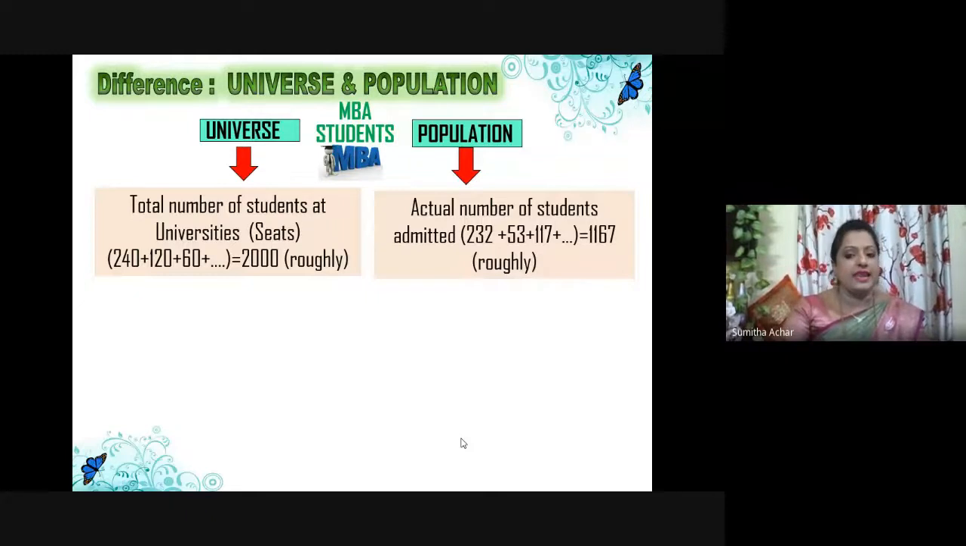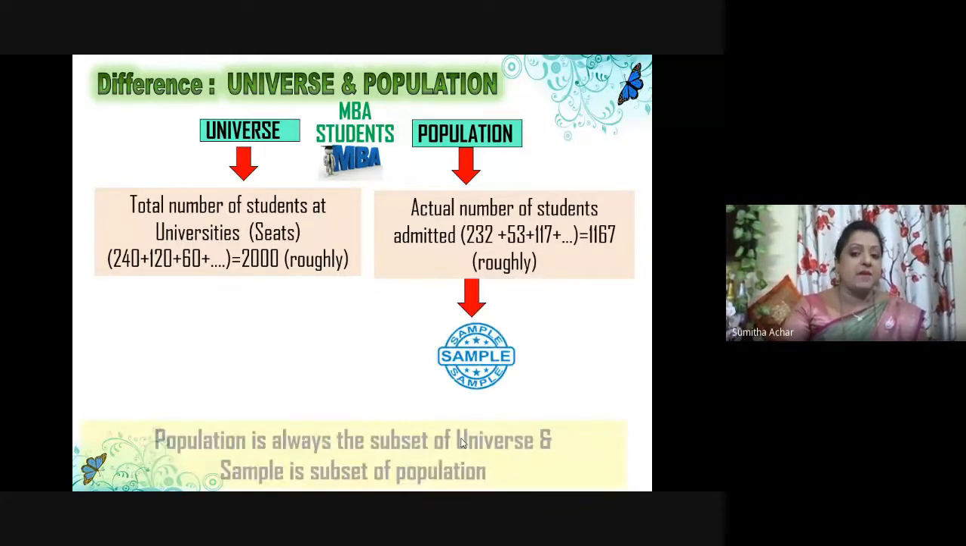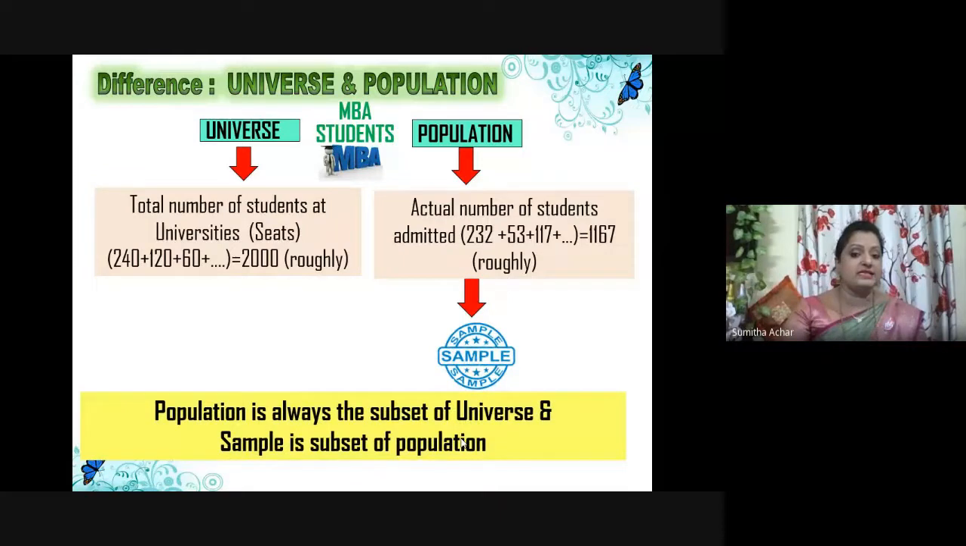Now, in general, can I say my samples are always derived from the population, not from the universe, right? So in general, we can say that the population is always a subset of the universe and the sample is always a subset of the population. But in very rare cases, the total number of items in the population can also be equivalent to the universe. The population need not be equivalent to the universe, but it can also be equivalent to it.